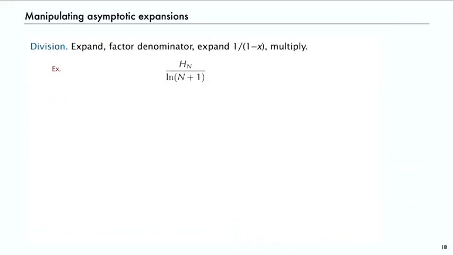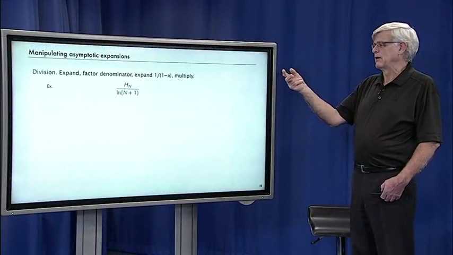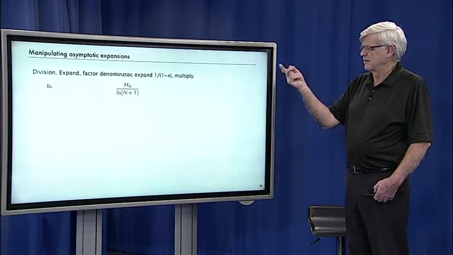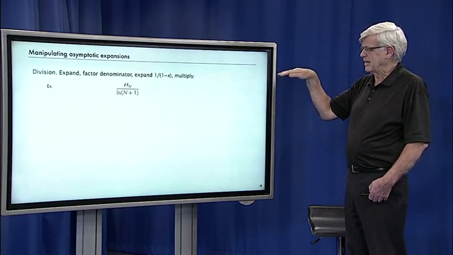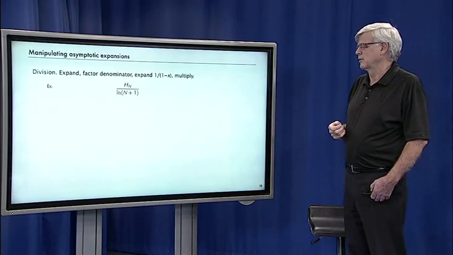All right, division, that's like multiplication. So let's look at this example: H_n over natural log of n plus 1. What we'll do for that is expand the numerator and the denominator, both, and then we'll use the geometric series to expand the denominator, and that'll give us a multiplication problem. So let's look at how that works.